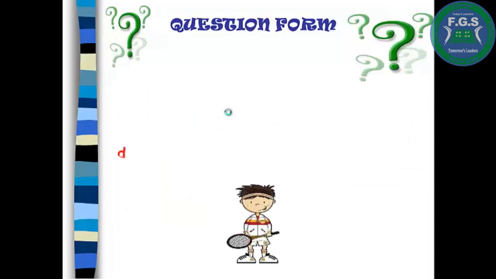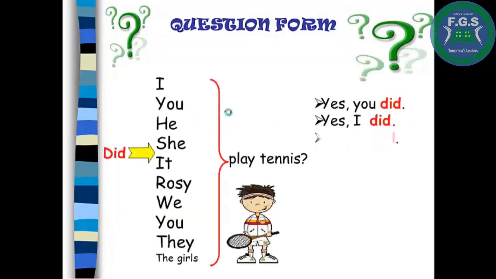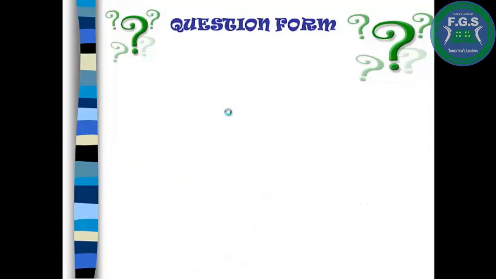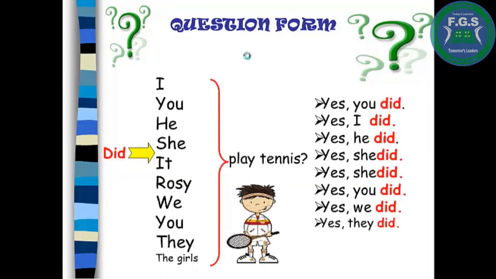Question form. As we know, yes or no questions, maybe yes, maybe no. So here we put the helping verb did at first, and I, you, he, she, it, Rosie, we, you, they, the girls. All of these work, okay? Plus the verb infinitive play and the complement tennis. So we can say, did you play tennis? Did Rosie play tennis? Did they play tennis? Did the girls play tennis? And the answer may be yes, maybe no.